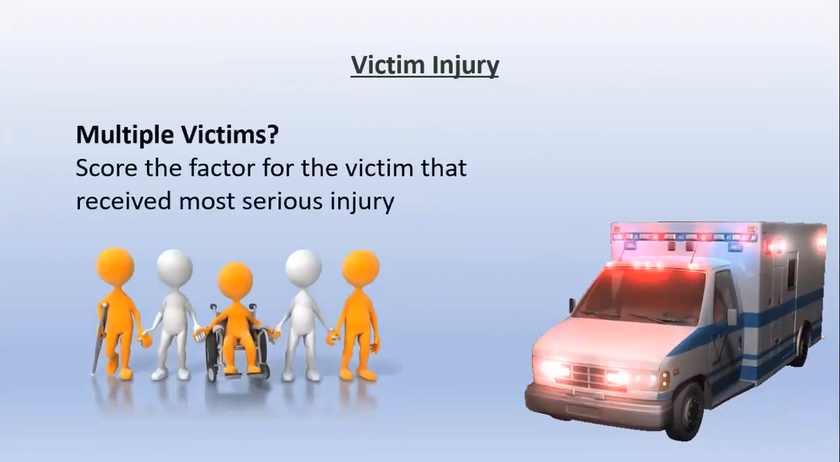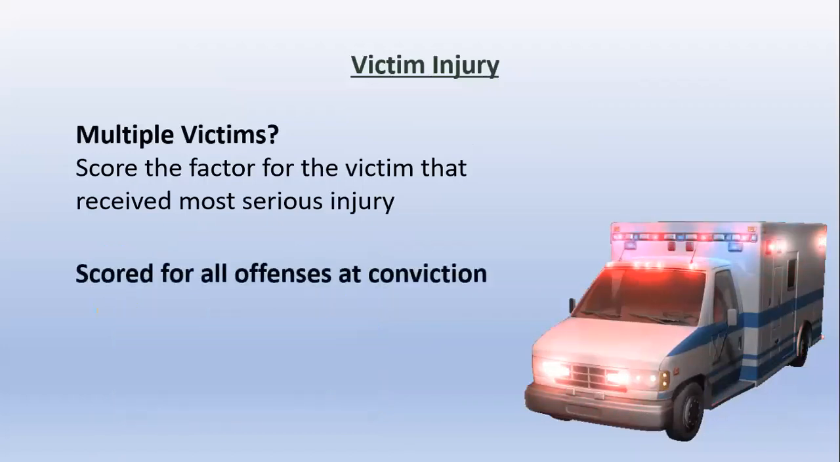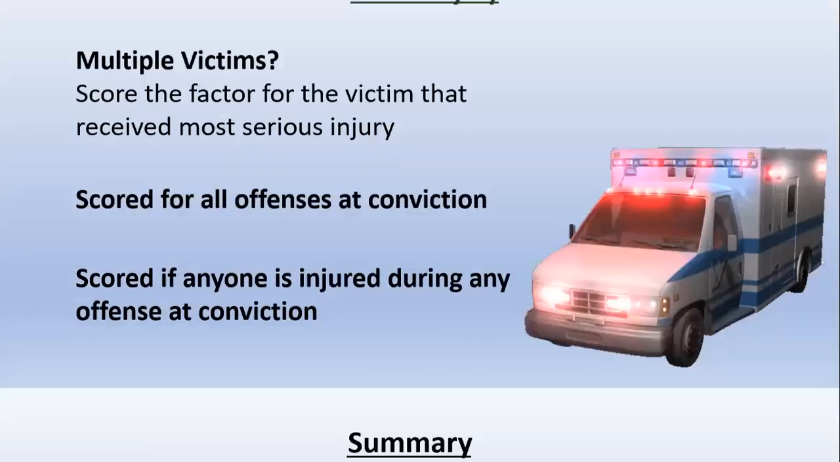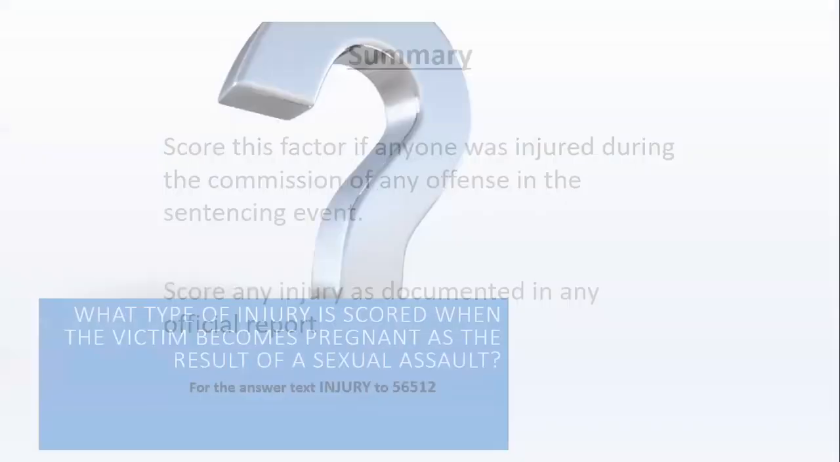If we have multiple victims, we score the factor for the victim that received the most serious injury. We score victim injury for all offenses at conviction, and it's scored if anyone is injured during any offense at conviction. So in summary, we score this factor if anyone was injured during the commission of any offense in the sentencing event, and we score any injury as documented in any official report.